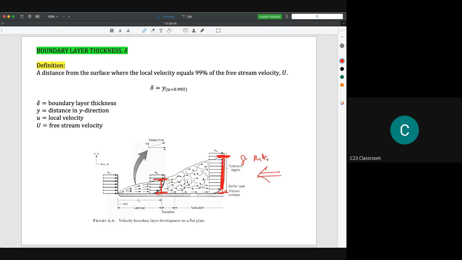Okay, so I think we will stop here, and tomorrow we will continue about the boundary layer: the displacement thickness and the momentum thickness, and later on we will start the calculation to find the boundary layer.